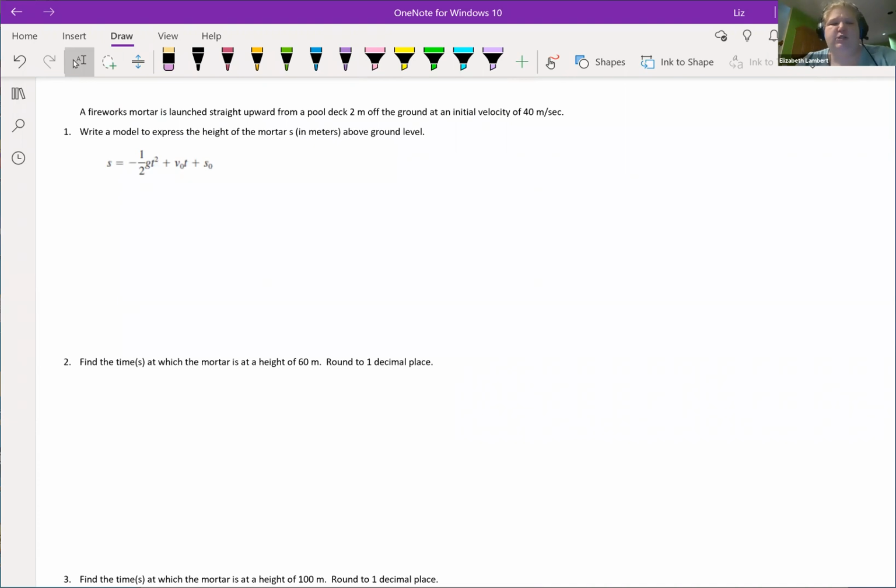So we have a fireworks mortar launched straight upward from a pool deck 2 meters off the ground at an initial velocity of 40 meters per second. This is actually a really good example because theoretically a mortar goes straight up and explodes. If it didn't explode, then it would come straight back down. Now, the reality is they almost always have a tiny bit of a tilt when they finally exit the tube because of their shape. Or if you put a small mortar in a large tube, it spirals and doesn't go up near as high as it's supposed to.